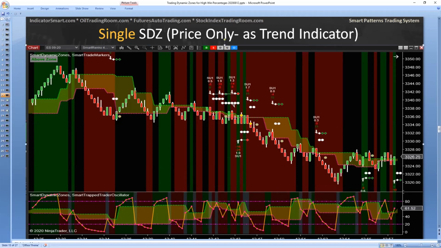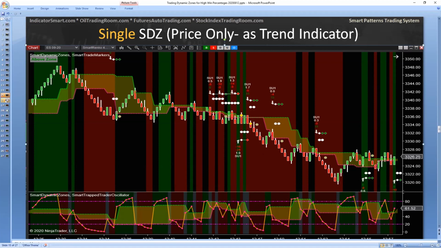Departing from the zone. What I'm keying in on here is the reversal bar on a red background, a red bar on a red background. Here's departure from the zone going up, departure from the zone going up.